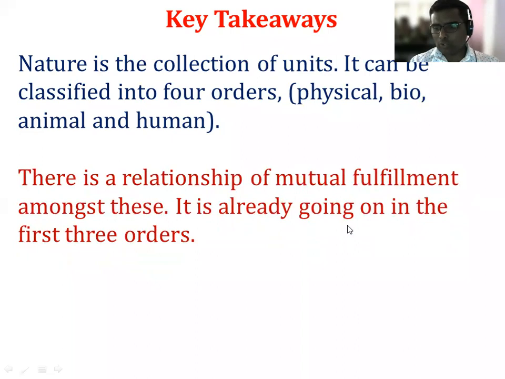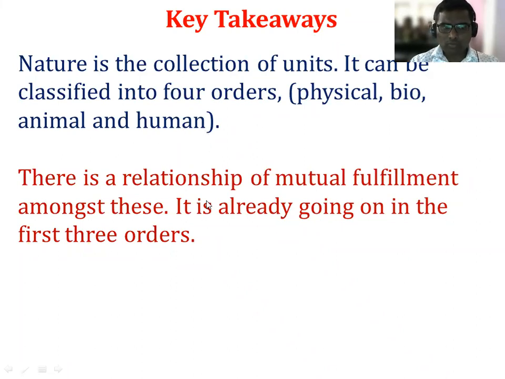So these are the conclusions of today's session. What are these conclusions? Please try to remember. Nature is a collection of units. It can be classified into 4 orders. One is physical, second is bio, then animal, and then human.